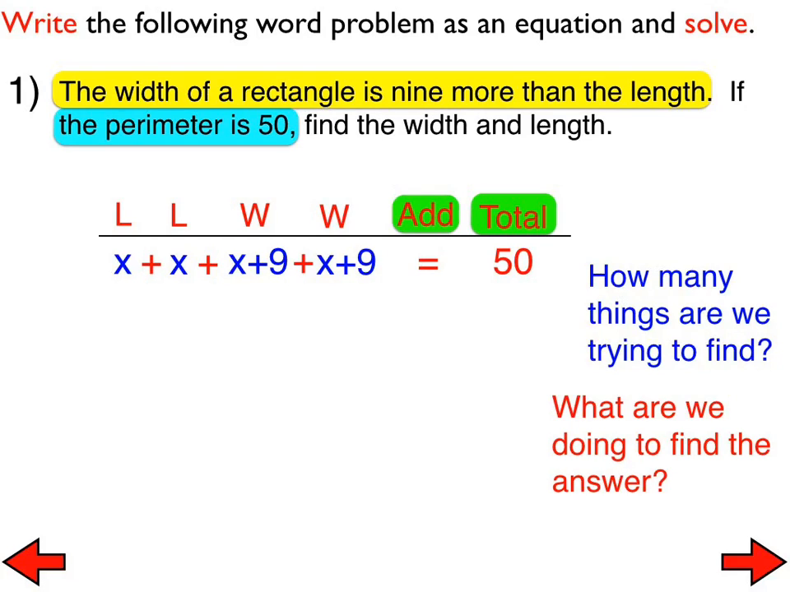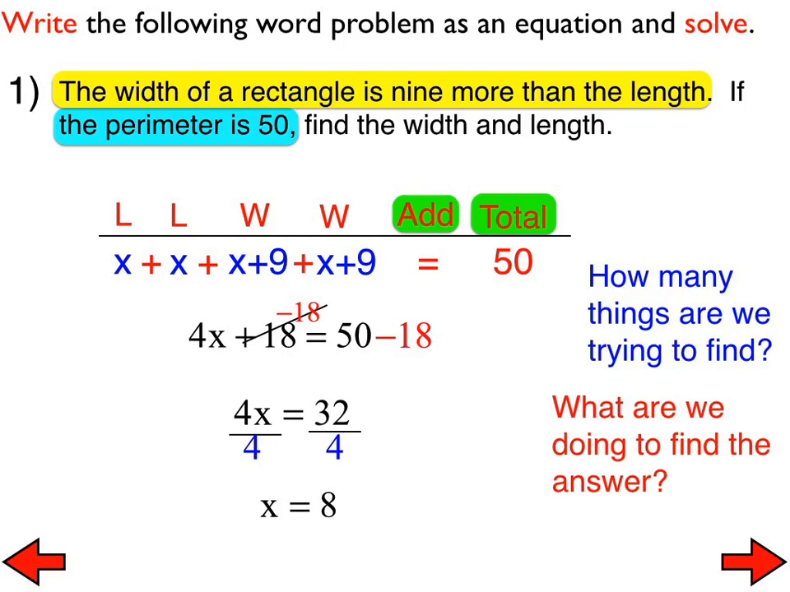All right, let's take a look at this. We have our equation x plus 9 plus x plus 9. That's the two widths and the two lengths. We combine like terms. We get 4x plus 18 equals 50. Subtract 18 from both sides. Divide both sides by 4, and we get x equals 8. What in the world does that mean?